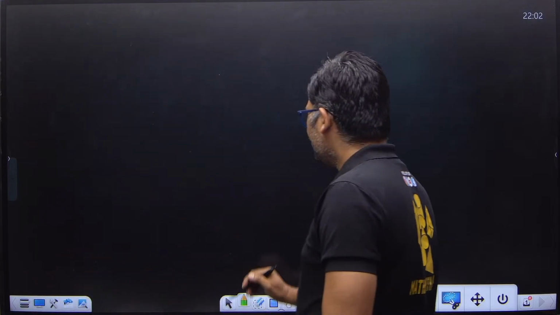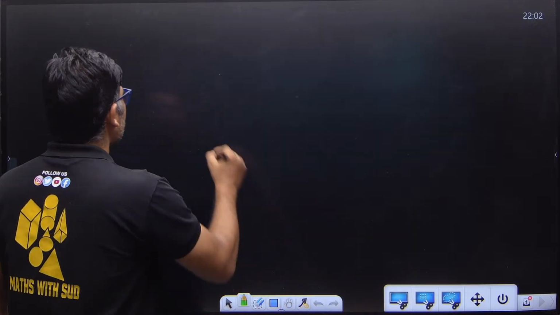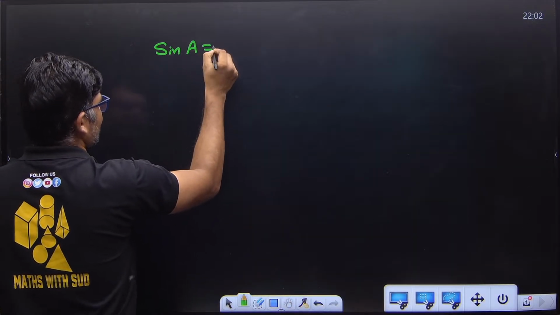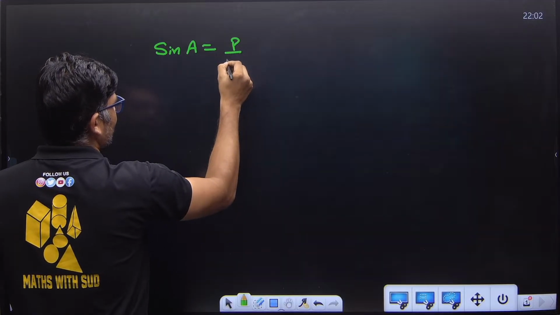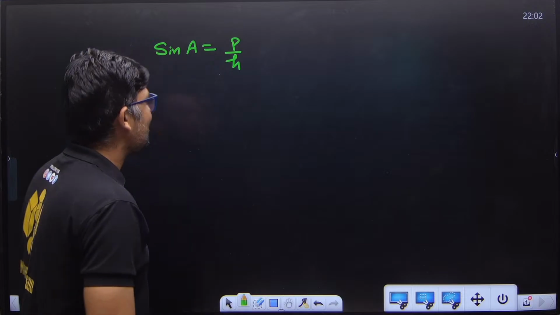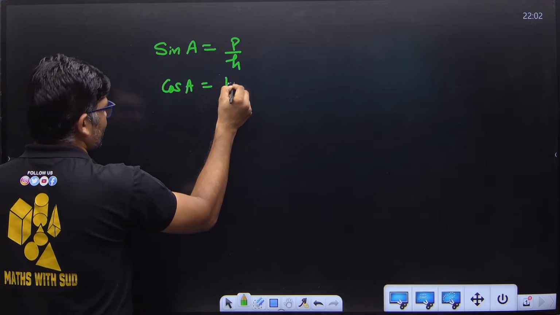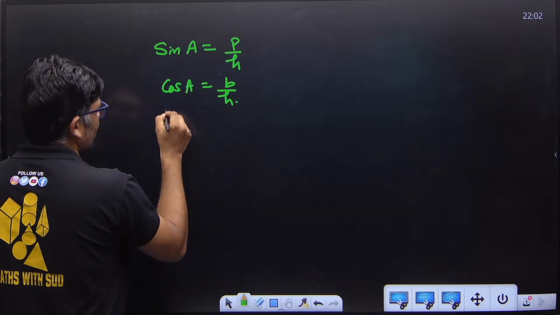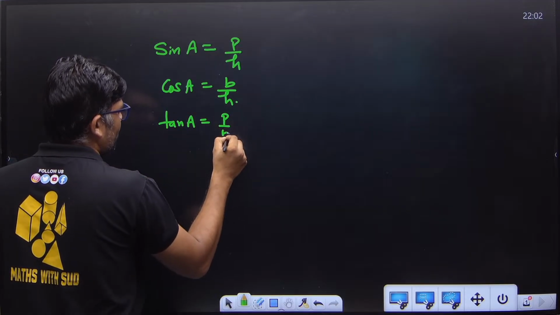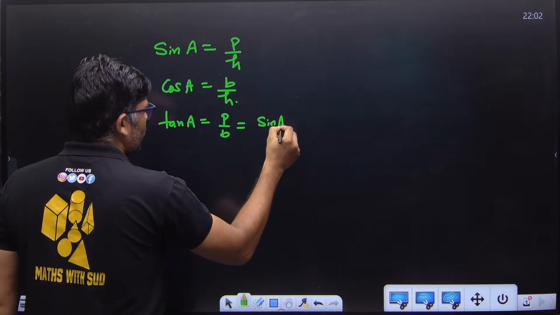So again in trigonometry, let me remind you what we have learned. Sine of, let us say, A is perpendicular upon hypotenuse. I am using P for perpendicular, H for hypotenuse. Then cos A is base upon hypotenuse. Then tan A is perpendicular upon base, or you can say it is sine A upon cos A as well.